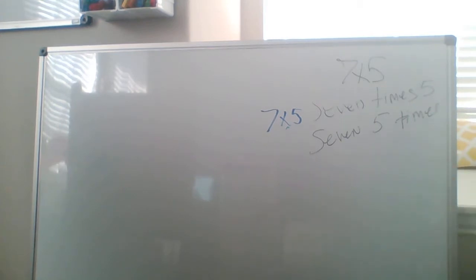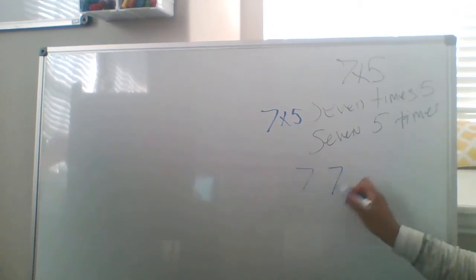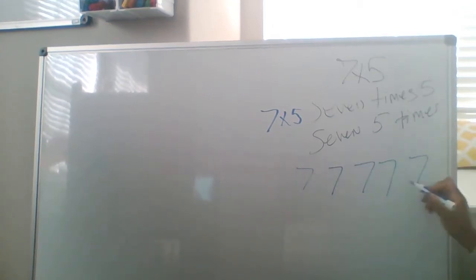But let's get back to this example. So we know 7 times 5 is written like this, and we also know 7 times 5 can be written as 7, 5 times. So let's write 7 5 times. 1, 2, 3, 4, 5. Right? We wrote 7 5 times, and all you're doing is you're going to add them together. So this shows them that 7 times 5 is repeated addition.